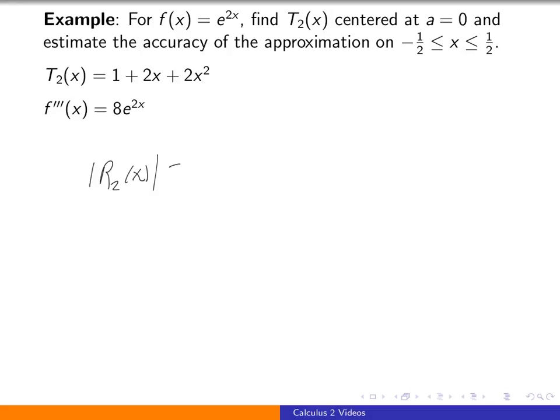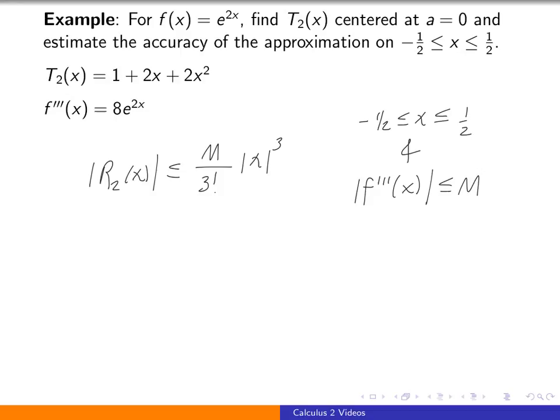And what we've seen in our formula is that this is less than or equal to big M over, and we go to the next number, so 3 factorial, times the absolute value of x minus a, so here a is 0, so it's the absolute value of x, cubed. And two things here. We have an interval that we are working with, so minus 1/2 is less than or equal to x is less than or equal to 1/2. And we have that M is an upper bound to the third derivative, specifically on the given interval.